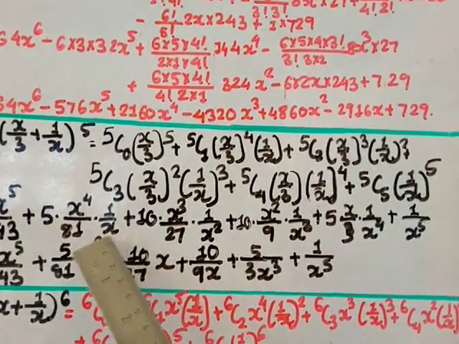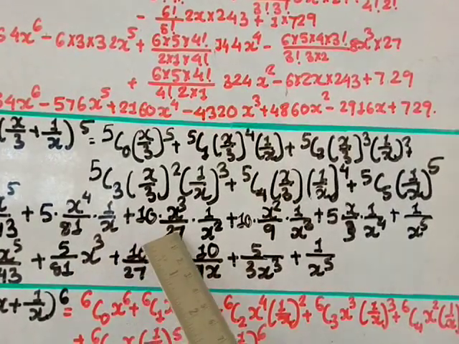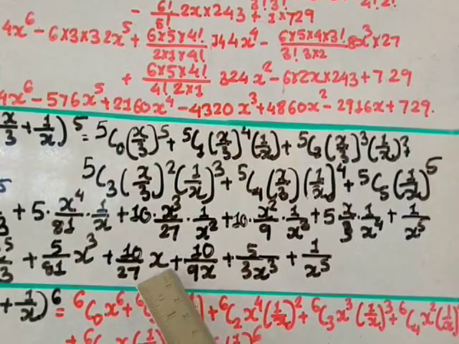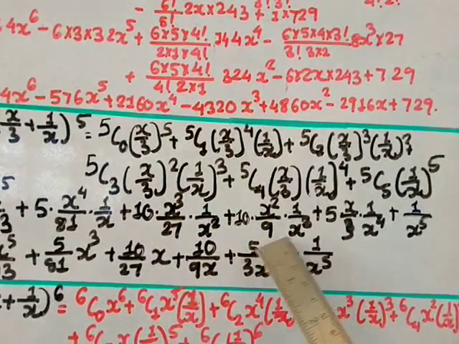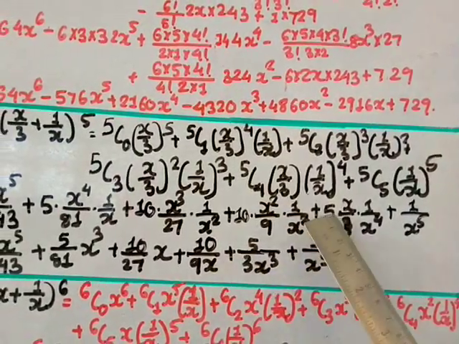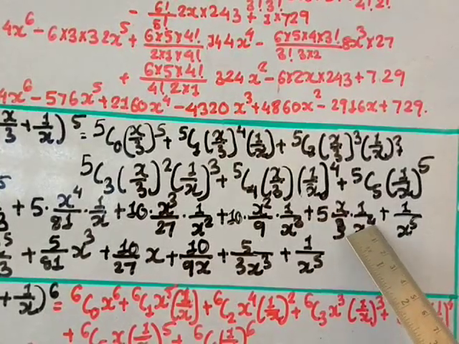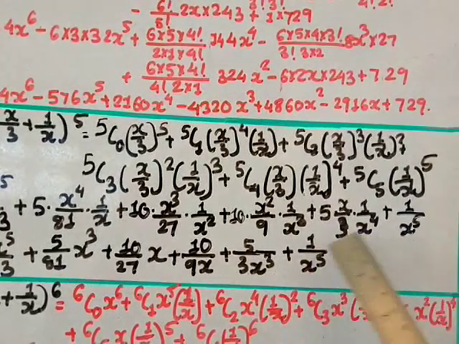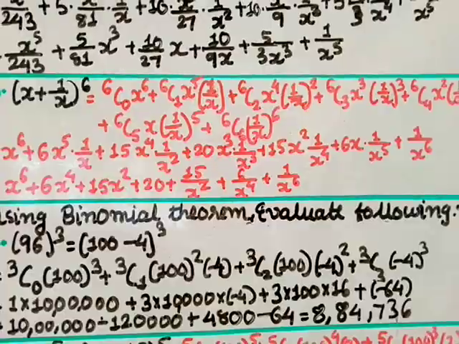So here the first term as it is, x^5/243, plus 5/81, and x^4 and x you can cut, so you get x^3, plus 10/27, and this will give you x^3 by x^2 which is x, plus 10/9, this x^2 and x^3, so you can cut 2x, so here remains 1/x, plus 5/3, here x and x^4, so you can cut 1x, so you get here 1/x^3, plus here 1/x^5. Okay, so that is the solution for question number 4.